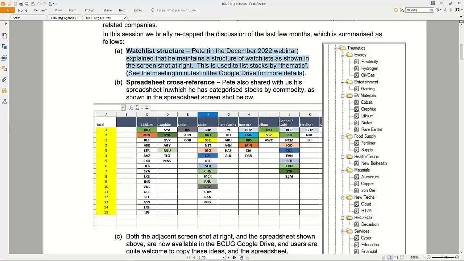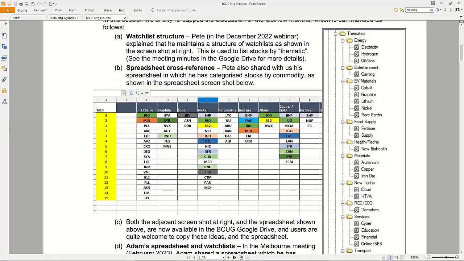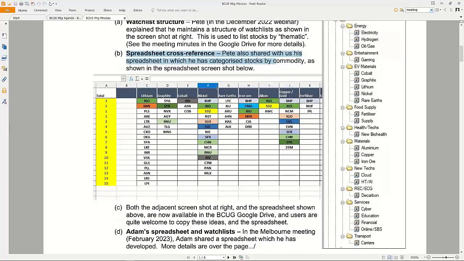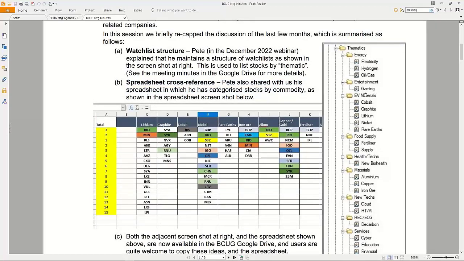And he shared that with us as an example of one thing you could be doing in your BullCharts Security Manager in your watch lists if you wanted. He also shared with us his spreadsheet where he cross-references which stocks are participating in which commodities and which themes. And both that screenshot of his security manager and this spreadsheet are available for you to download from the Google Drive.